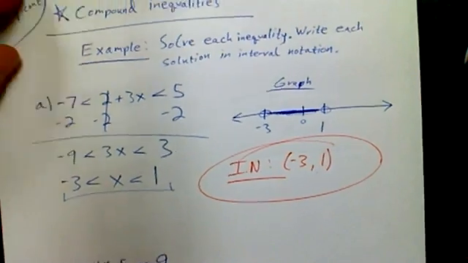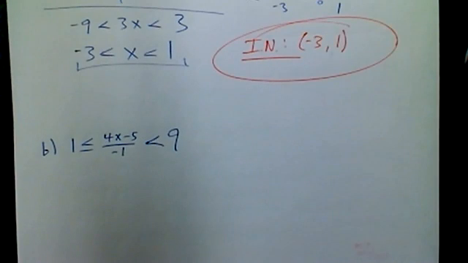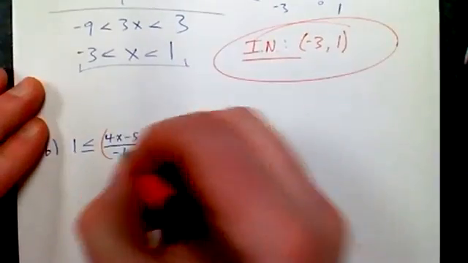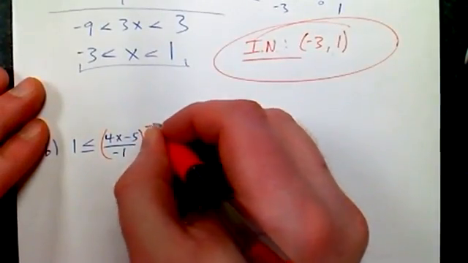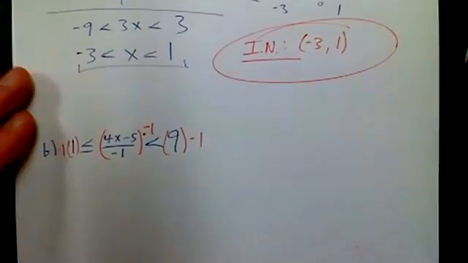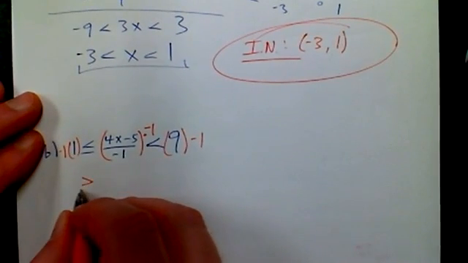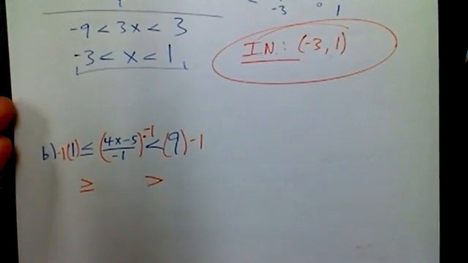You can check different values. For B, I have 1 is less than or equal to 4x minus 5 divided by negative 1 is less than 9. So how do I get the x? Well, I better take care of that negative 1. I could multiply each side by negative 1. So that's exactly what I'll do. Multiply here by negative 1, and multiply here by negative 1. But what do I have to remember to do? I need to remember to flip these signs.